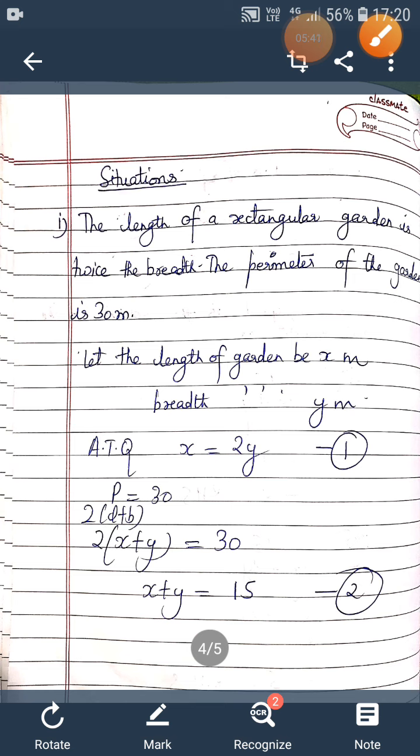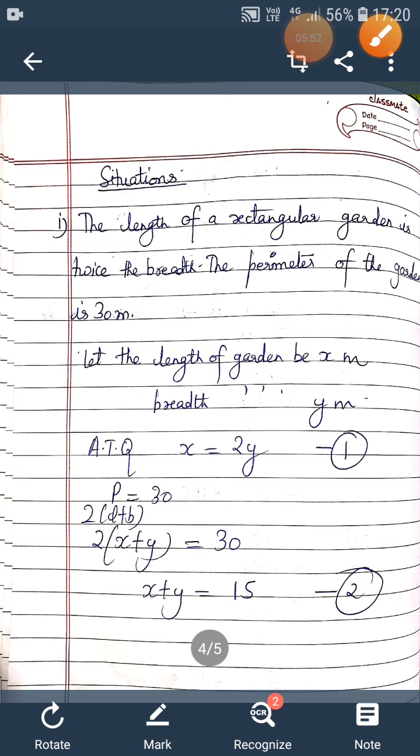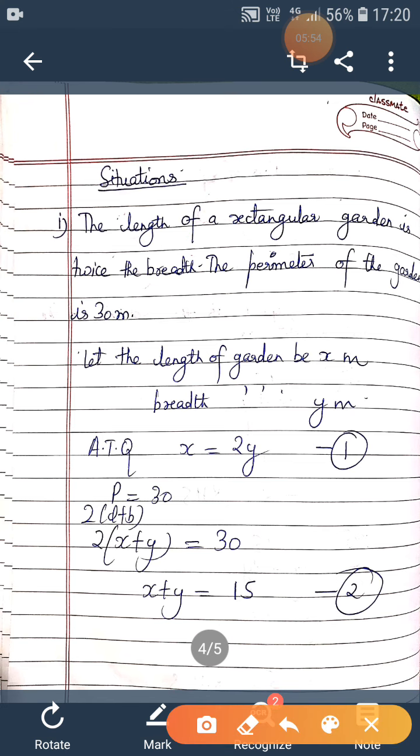Now, what are the situations in which we have to frame some pair of linear equations? As in this example, the length of a rectangular garden is two times the breadth, and the perimeter of the garden is given to be 30 meter. So can we represent it in terms of linear equations in two variables? Let us see. We assume the length of the garden to be x meter and the breadth to be y meter, as we are denoting them by two variables. So the length of the garden is x meter and the breadth of the garden is y meter.